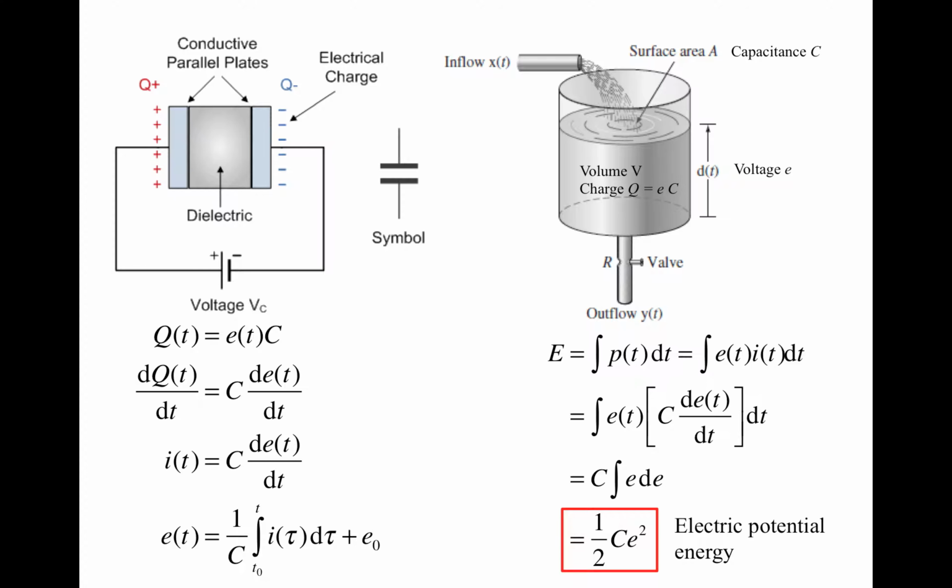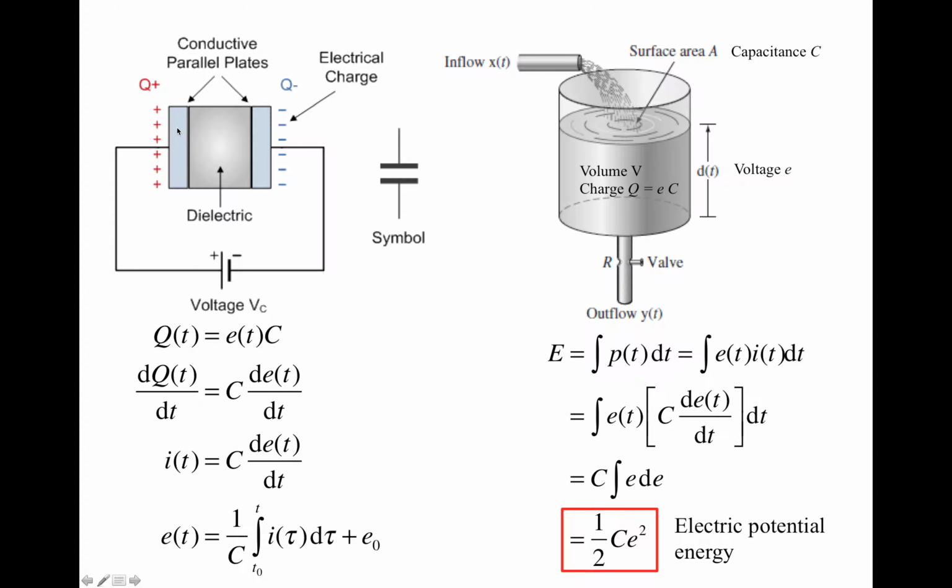The capacitor is a device that can store electric potential energy. Right? As the current flows through it, it can accumulate electric charges on its two parallel plates. So we're looking at two conductive parallel plates here. Right? The symbol looks like that, right? And the two bars represent the two conductive parallel plates.